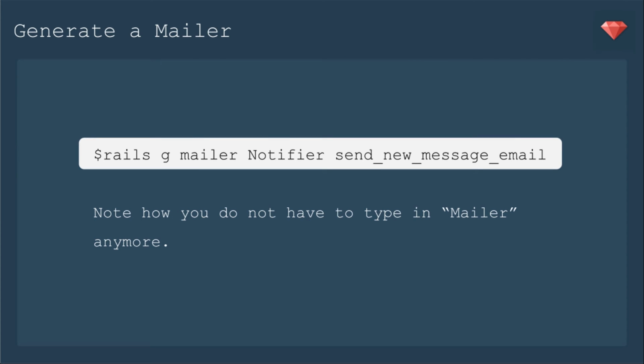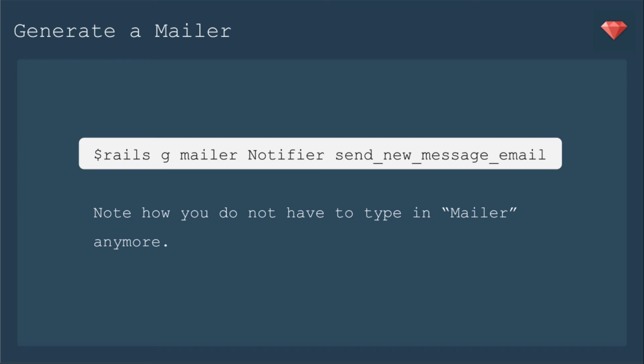Finally, we are going to generate a mailer, which I'm very happy they've changed because it was always confusing to me that before you had to add the name mailer to what you were creating. Now you can simply name it and it'll add that mailer for you. So now you simply write rails g mailer notifier, and then you can add a method if you want in the generator. I'm going to add send_new_message_email.